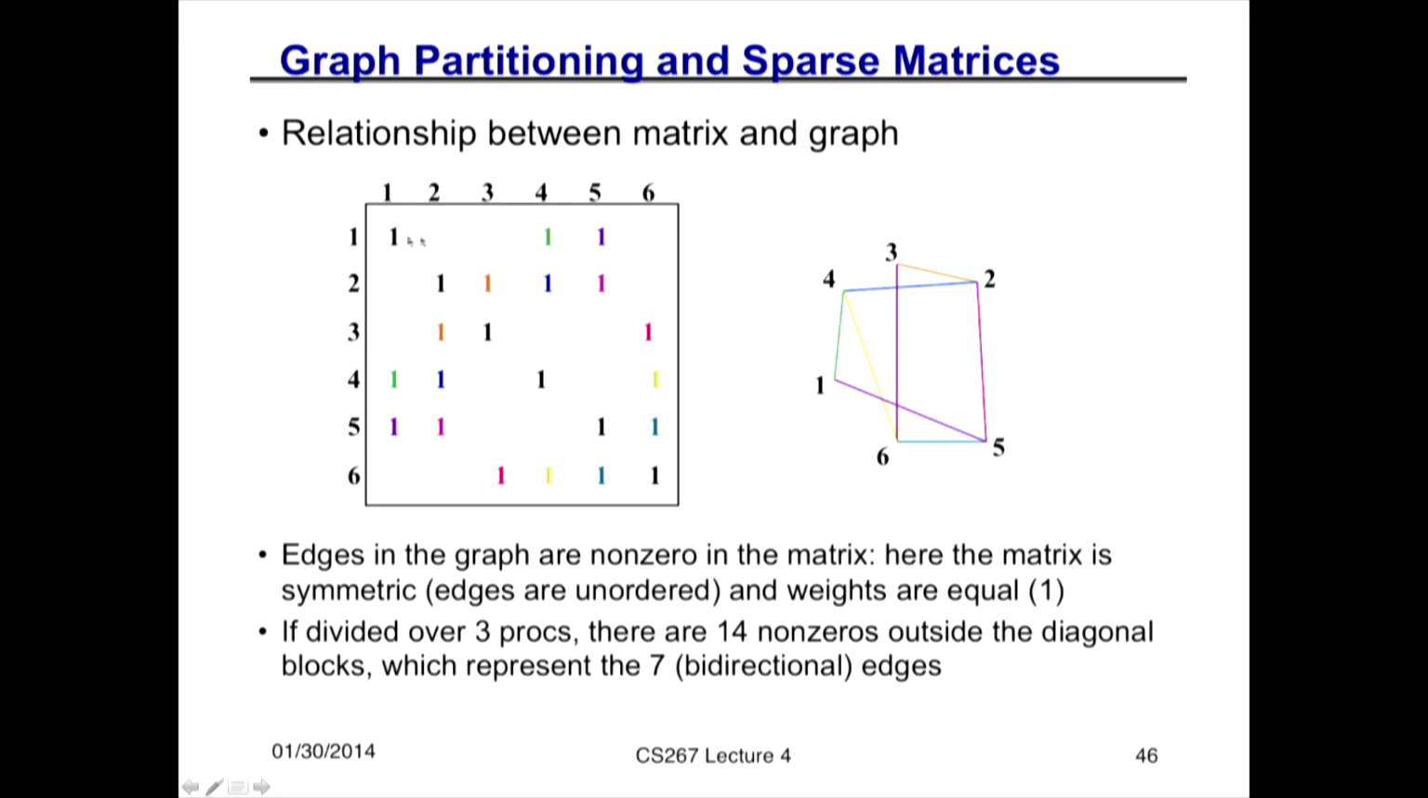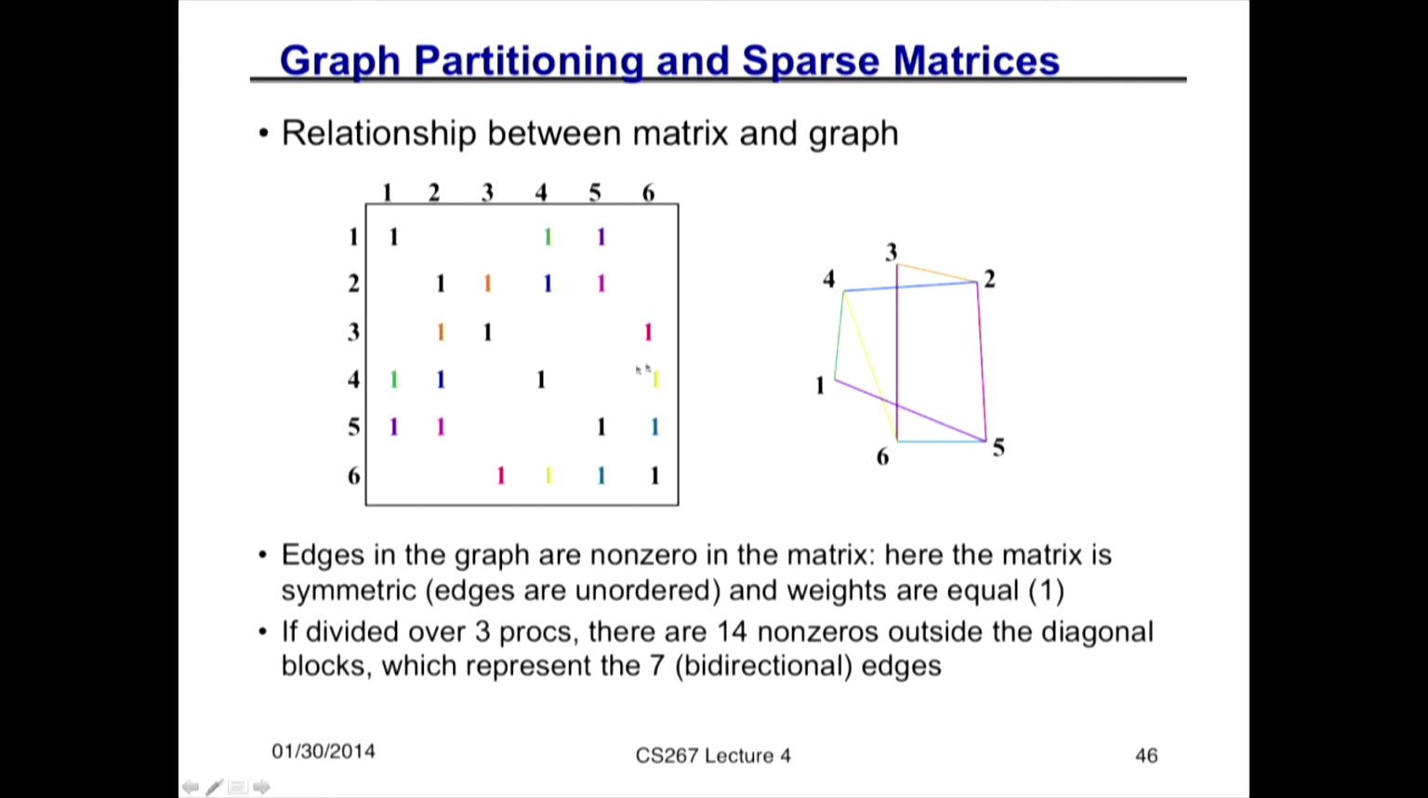Here the 1, 4 entry of the matrix is non-zero. It's that green one, and so I have an edge from 1 to 4. There I have a non-zero going from 1 to 5, and so I have an edge from 1 to 5, and I've colored it purple. And this is a symmetric matrix, so if 1, 4 is non-zero, so is 4, 1, just to keep it simple. I can also deal with non-symmetric matrices, but let me just keep it symmetric for now.